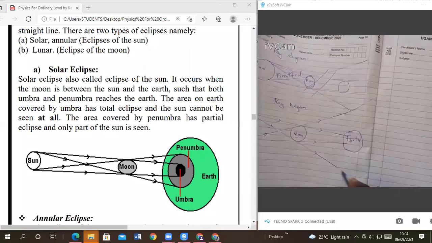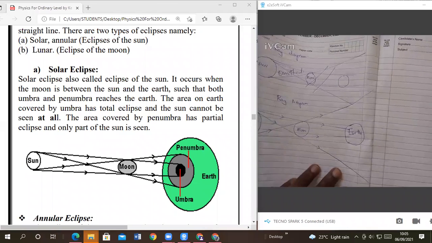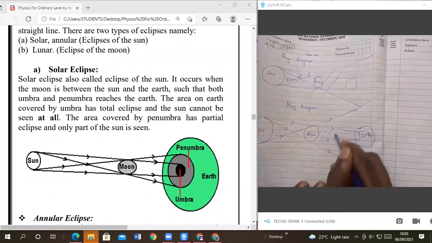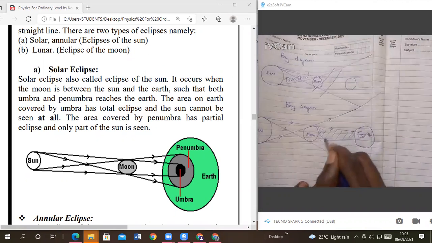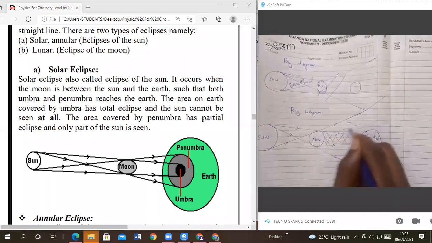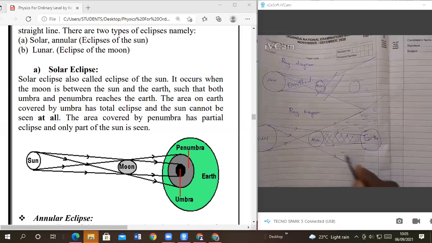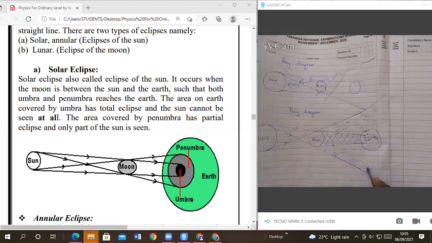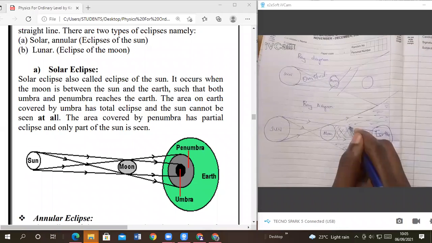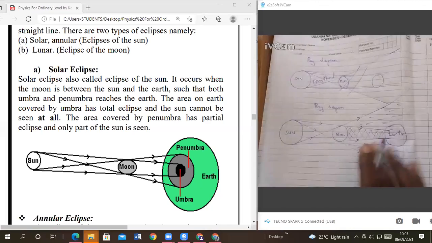So this one will continue there. This one will also continue down there. Okay? You find out this region here. This is the region of total darkness. Then there's an umbra. I can use the dotted line there. Members, are we together? Yes.